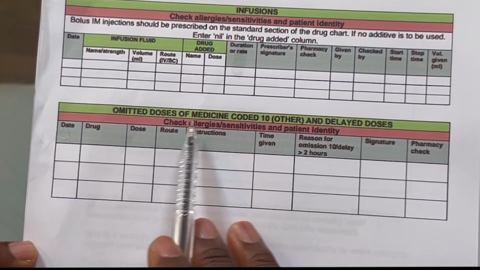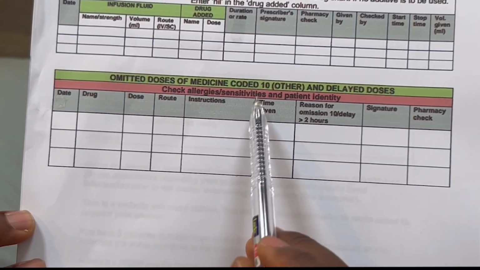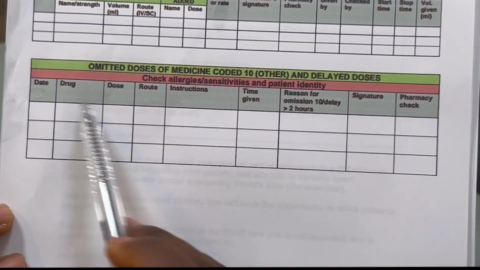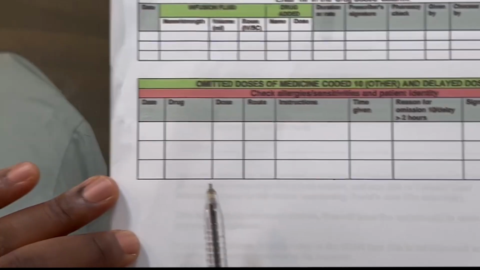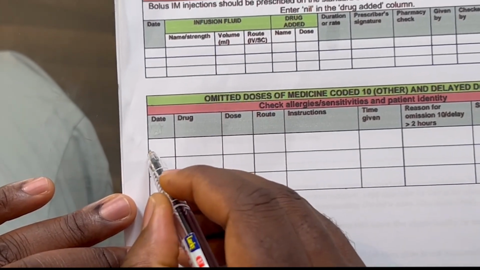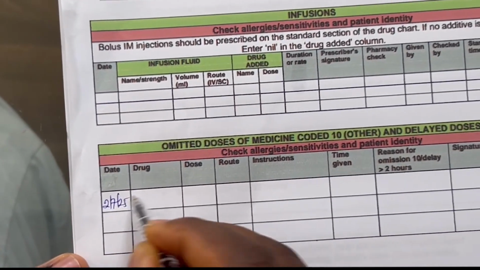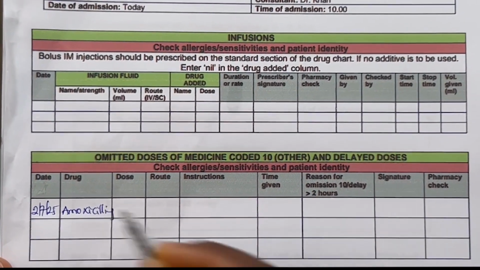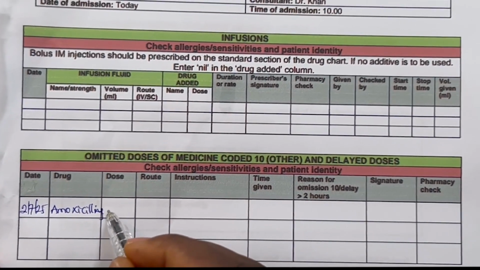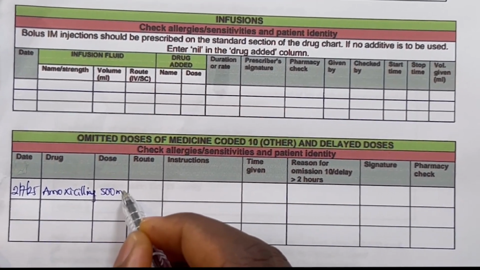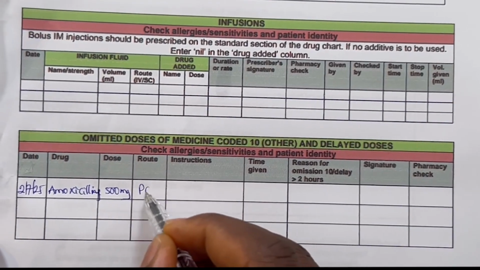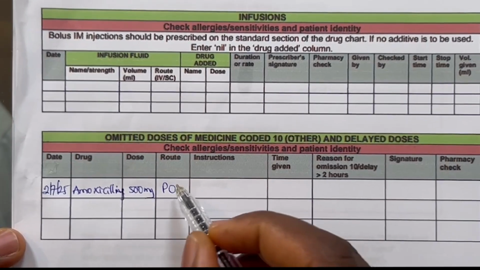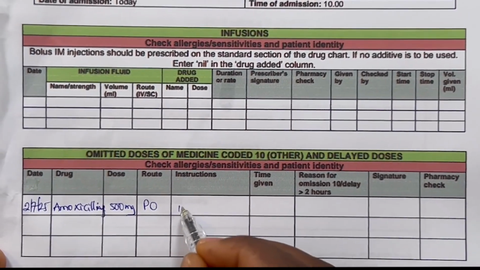This is the omitted doses of medicine coded 10. Remember, you coded amoxicillin 10, meaning you need to come and write the reason why you did not give it here. So I'll come down here and write today's date, 2nd of 7/25. The drug name is amoxicillin. Then the dose is, let's say, 500 milligram. The route is per oral. The instruction is usually, it wasn't given in the chart, but it should be for infection.